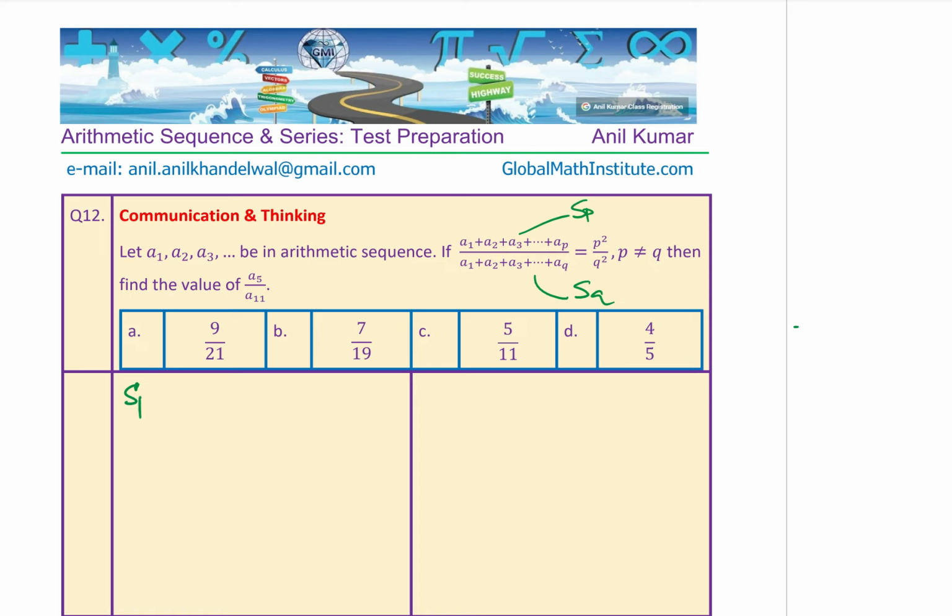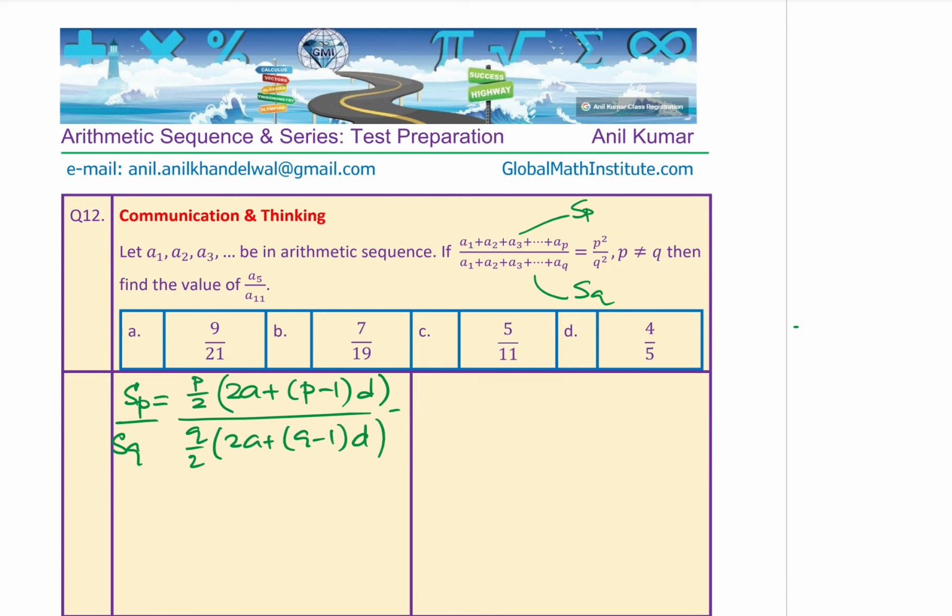So S of p will be what? p over 2 times, first term is a, twice a, plus p minus 1 times the common difference d. And we are dividing this by S of q, right? Which is q over 2 times 2a plus q minus 1 times d, right? So that is the ratio.